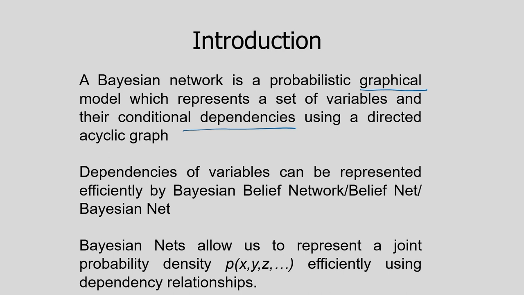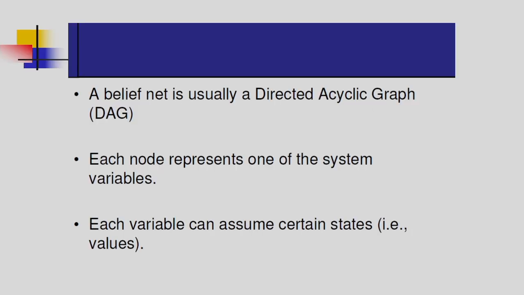Also, the Bayesian network allows us to represent a joint probability density, that is the probability of x, y, z, that can be represented by considering the dependency relationships. This concept I am going to explain. You can see these conditional dependencies can be represented by directed graphs, the acyclic graph. So a belief network is usually a directed acyclic graph.